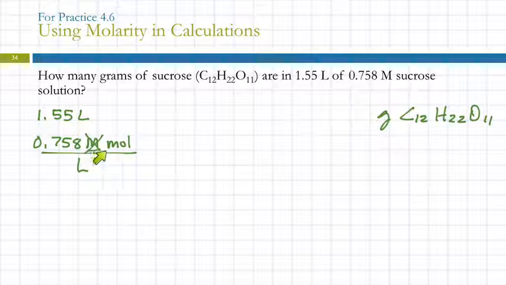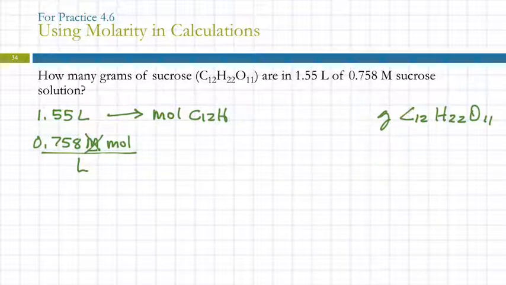This is moles per liter. That's the conversion factor. So I want to start with this volume of solution, and I have to figure out how to get to grams of the solute. This concentration allows me to convert between moles of solute and liters of solution. So I can go from liters of solution to moles of the sucrose. Can we convert from moles of that to grams? Sure we can. We've got the formula, we can calculate the molar mass.